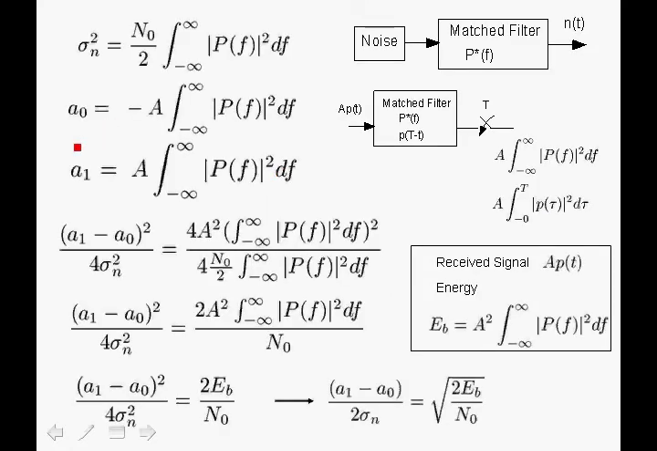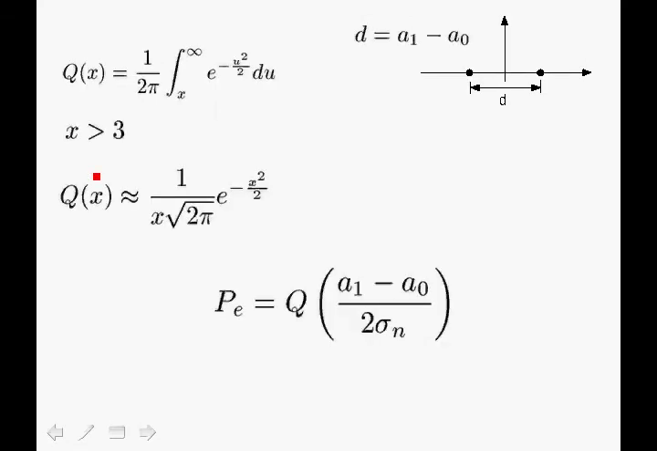So that's where we get the expression for a1, and we also get the expression for a0, and the negative sign for a0 since we're sending the minus 1 symbol. So what we need to do is then substitute for a0 and a1 in the expression for the probability of error over here, and also substitute for the RMS value of the noise.